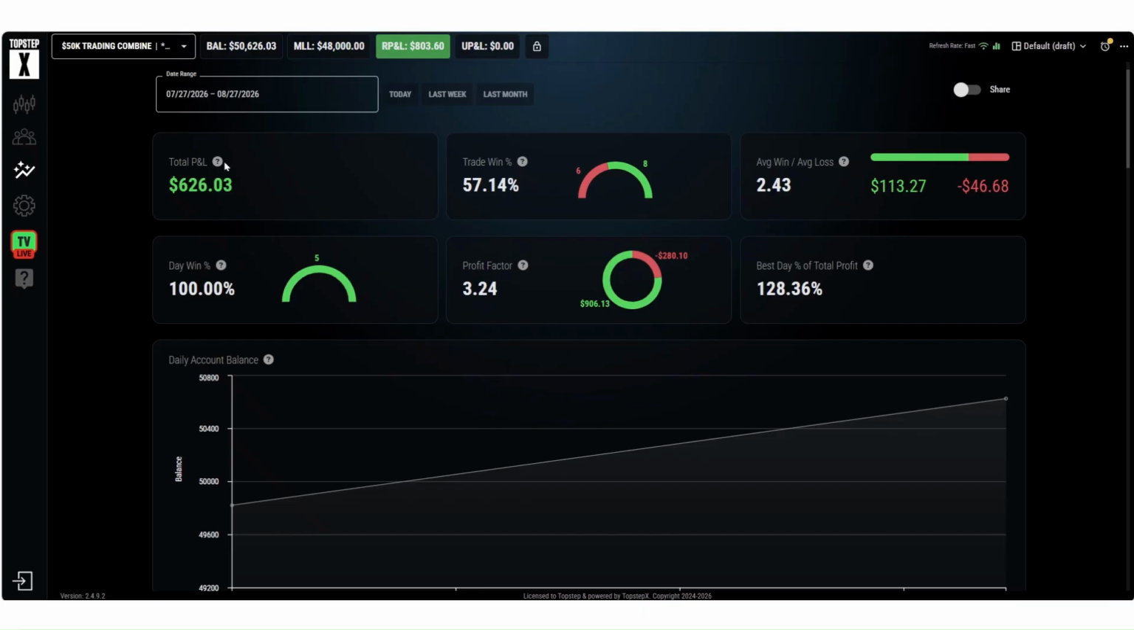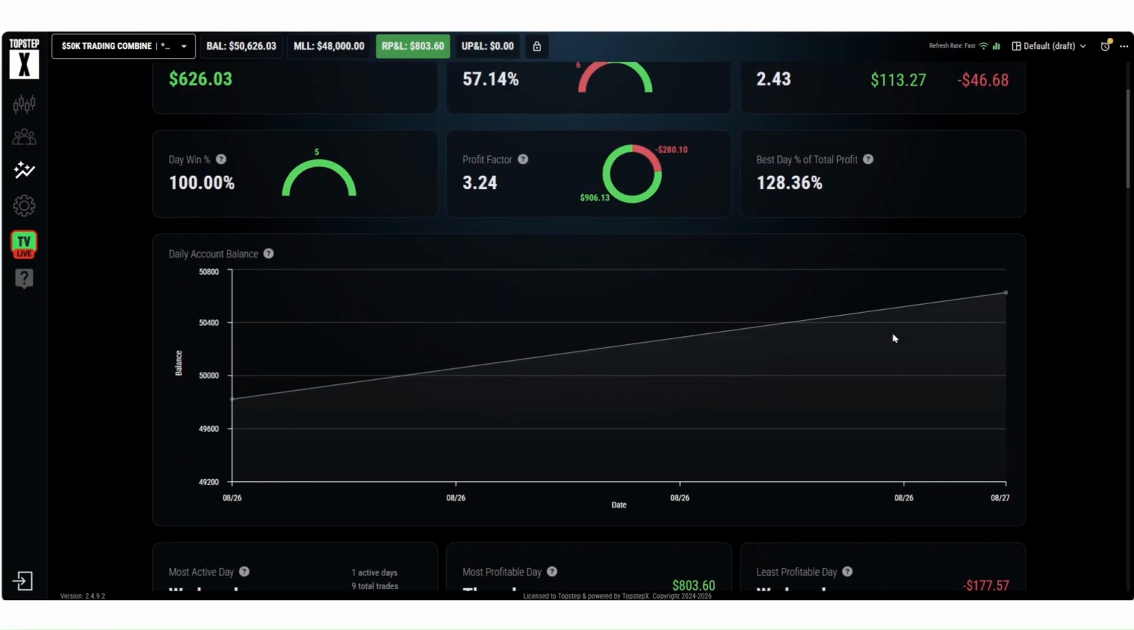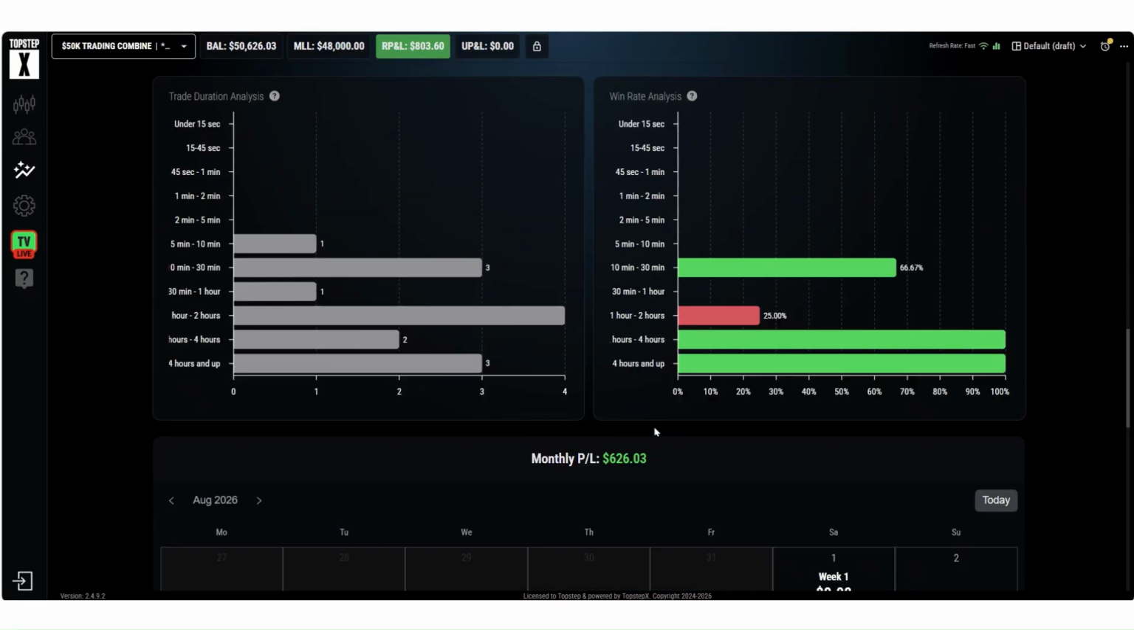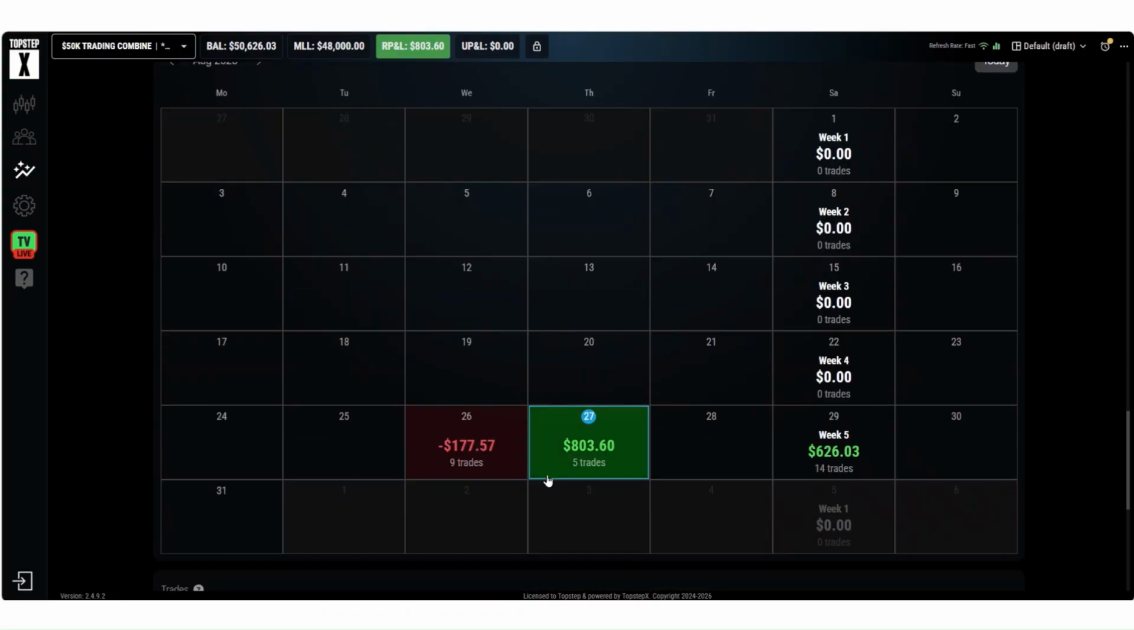So here's the performance tab. The current P&L, it's up $626 since starting this combine yesterday. And if I scroll down, here's some stats. And if I keep scrolling down, this is today's trading session. This was yesterday. We have one more day remaining before the end of the week. Hopefully I'll be able to build on this green day, having 2 consecutive green days here. And so until the next trade setup, I'll see you.